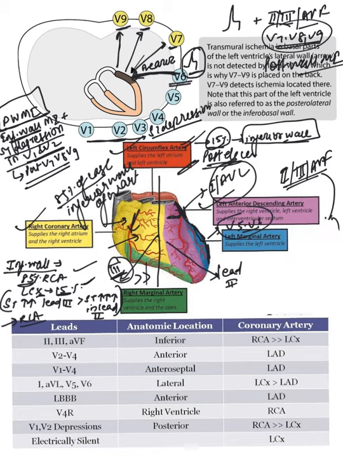And the third artery which supplies the largest part of the heart, that is the left anterior descending artery. This left anterior descending artery supplies the ventricular septum and the anterior wall and the apex.